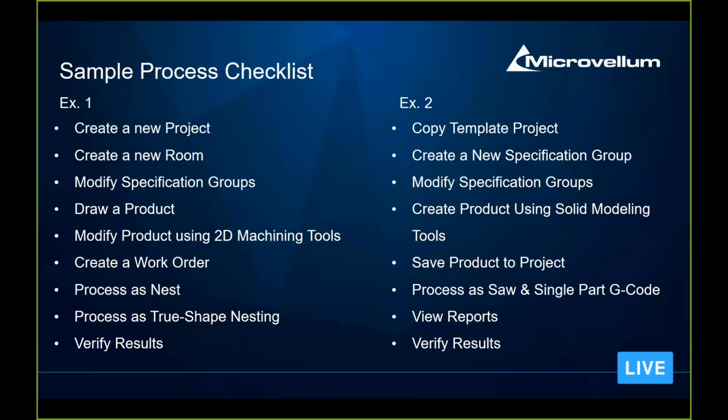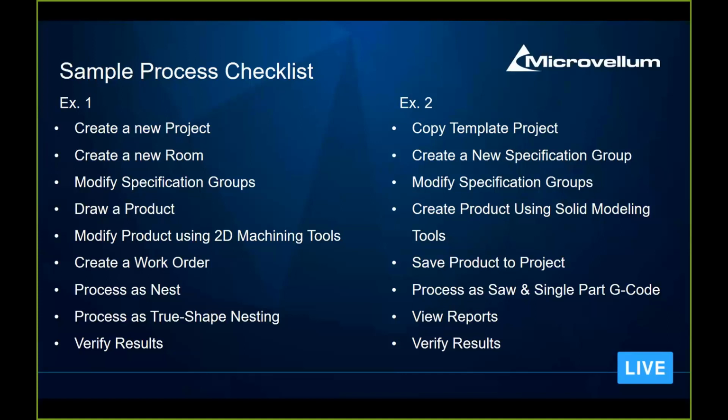They're going to be different from company to company. Everybody has something slightly different. So in the first example here, I just had something as simple as creating a project, creating a new room, modifying specification groups, whether that's a find and replace for your materials, creating a work order, processing a nest, processing true shape nesting, and then verifying the results.